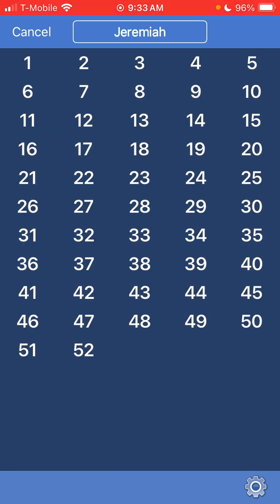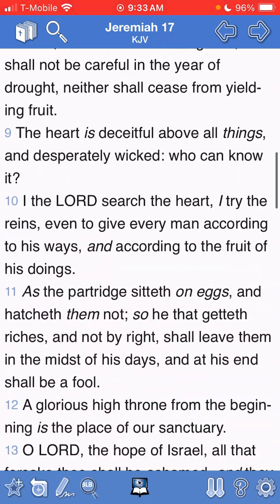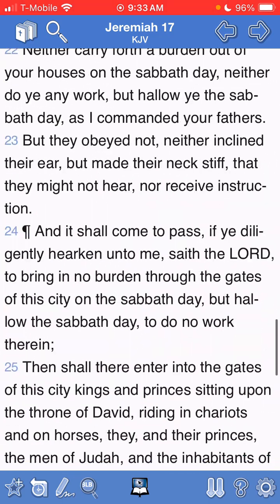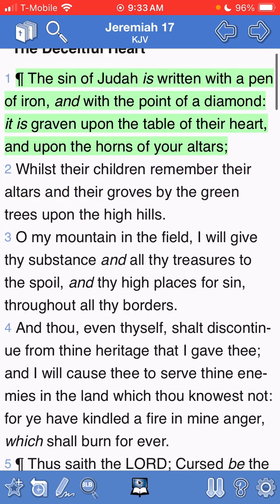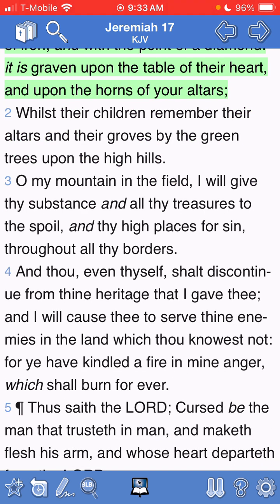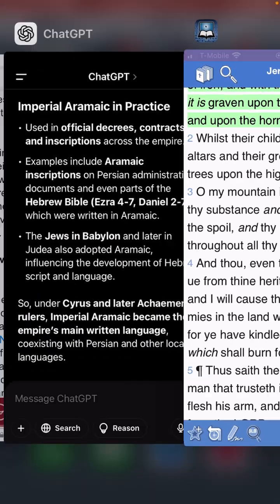This also goes into the discontinuing of the heritage eventually, because we ended up losing our language, so to speak. It only got worse from here. So, Jeremiah 17:4 says, "And thou even thyself shalt discontinue from thine heritage that I gave thee, and I will cause thee to serve thine enemies in the land which thou knowest not. For ye have kindled a fire in my anger."